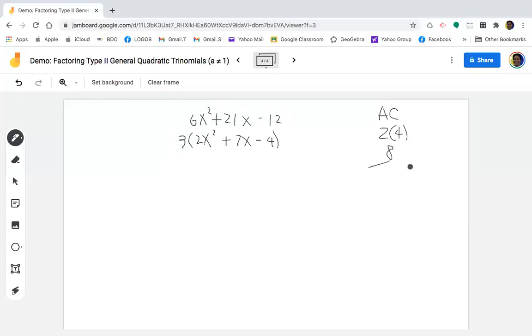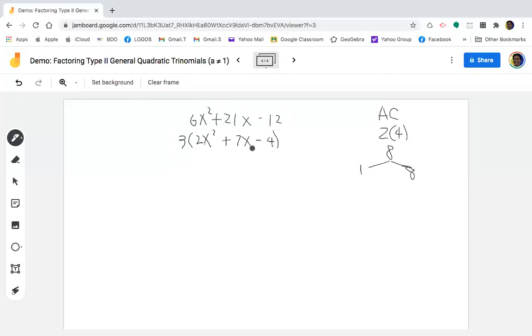Now our goal is to get a difference. This time we're looking for a difference, not a sum, because this is a minus sign. We're looking for a difference of 7. Looks like we already got it. 8 minus 1 is 7.